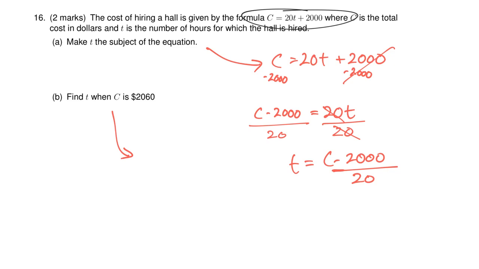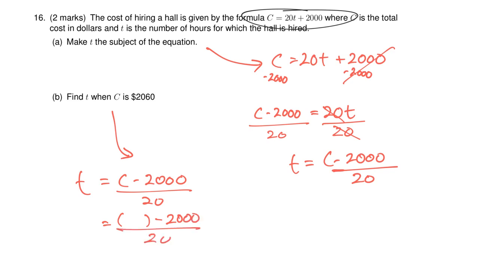Because part B asks me to work out what t is when I have a certain value for c. In this case, my value for c is 2060. This becomes a substitution question. So my equation from the previous part was t equals c minus 2000 over 20. I substitute, so I'm going to create a space where the c was because I'm replacing that with a value. And then I can put that value in. In this case, it is 2060.